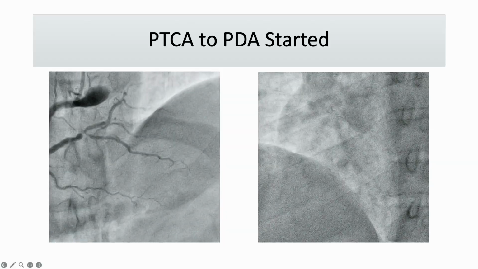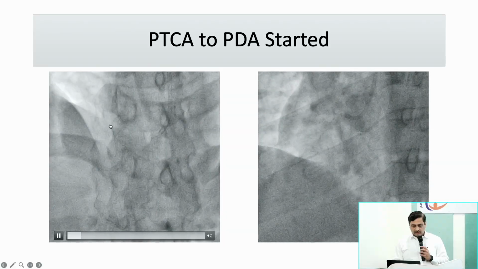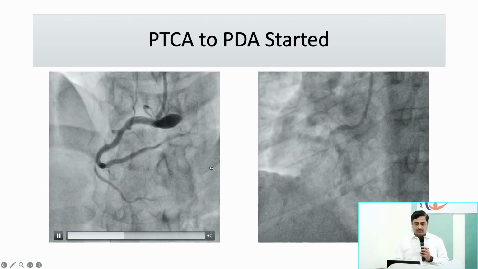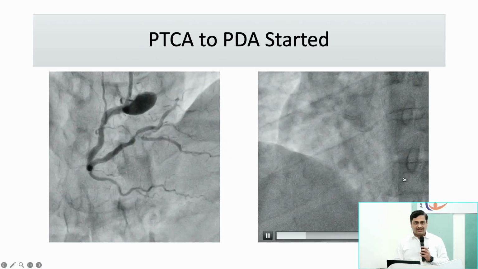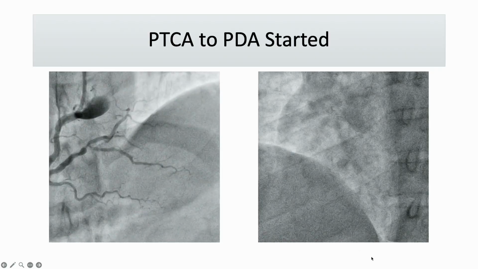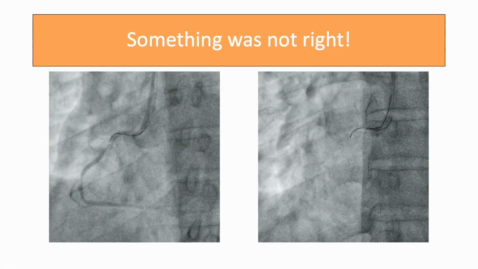This was the first view. You can see something abnormal there, some bulge of the dye. Maybe he's trying to cannulate it properly. The second image is actually running, it's not frozen, but there's no contrast there. You can see that there's no contrast happening. That immediately alerted the cardiologist that something was not right.